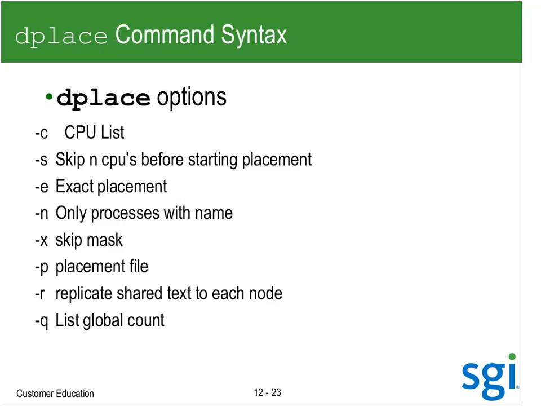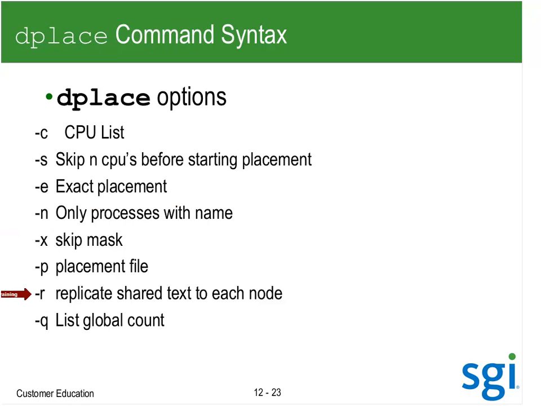So dplace -c for your CPU list. -s to skip, that's used in MPI to skip the MPI run command. You can do exact placement. You can place by name only. This is the common one, a skip mask. And this is something that numactl cannot do. I can put this in a placement file. And this is one, Jeff, I also advised Oak Ridge to look at.